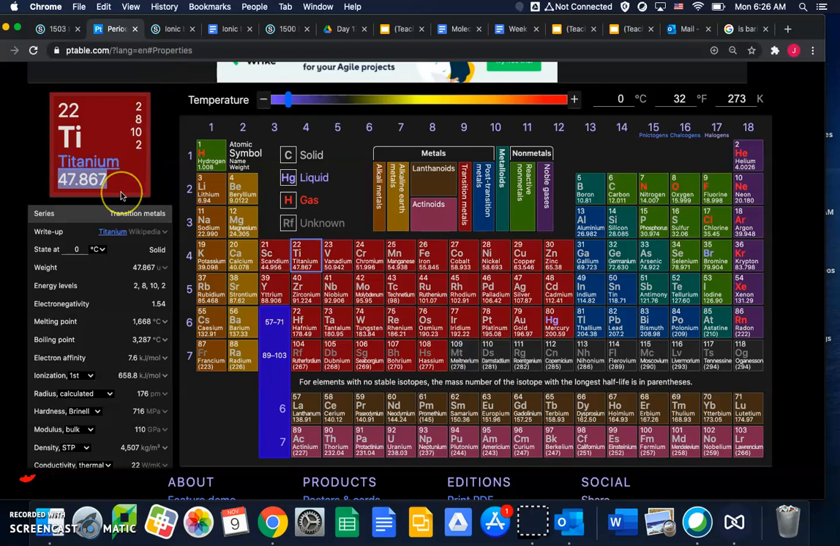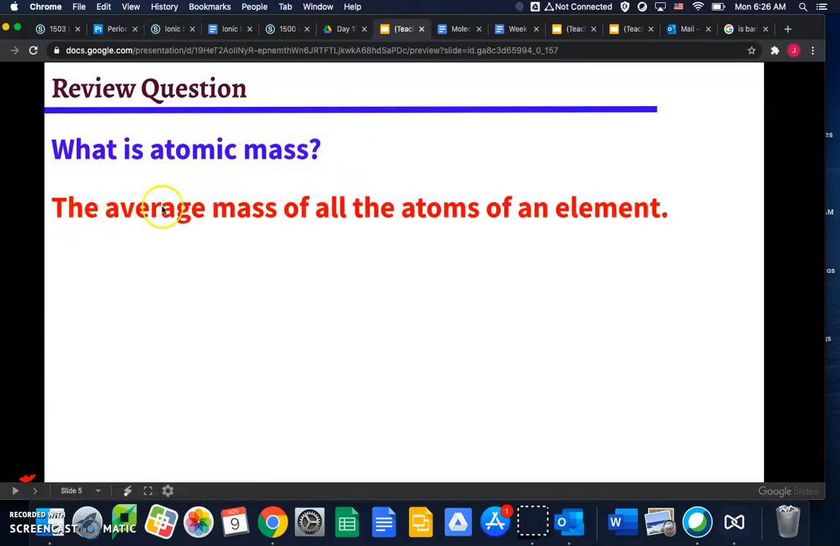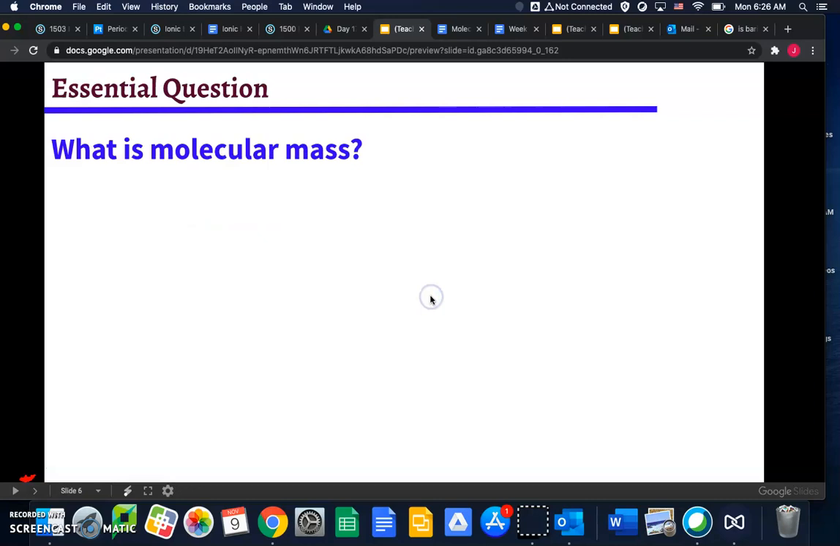And so what is atomic mass again? Just a quick review. Atomic mass is the average mass of all the atoms of an element. And so then what is molecular mass? Well, molecular mass is the average mass of a compound. So when you have more than one element bonded together, you can calculate the mass of that compound. You just do that by adding up the mass of all the atoms in that compound.